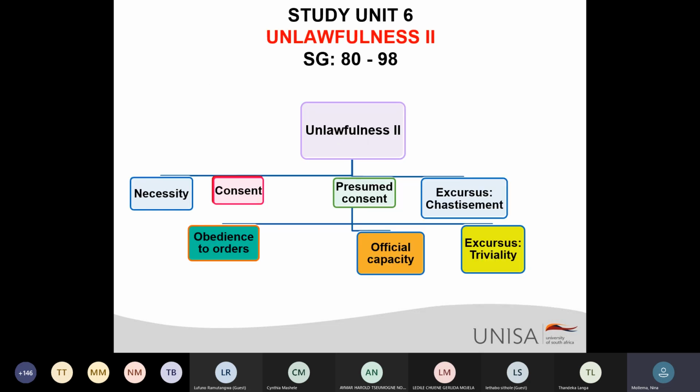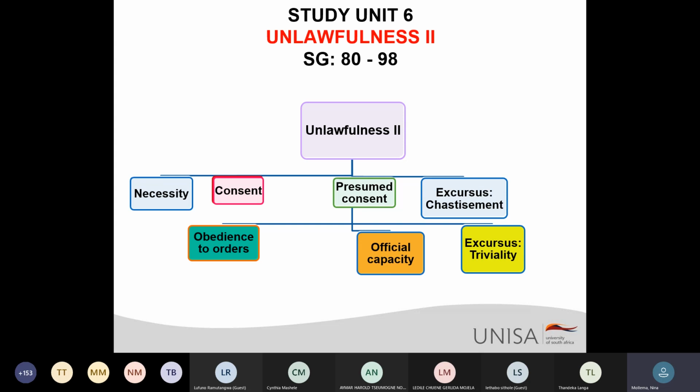So here we start with this study unit, which is the second part of unlawfulness. It's in your study guide from pages 80 to 98. And as you can see, those are the grounds of justification, which we will discuss. You will see chastisement is not a ground of justification anymore, and the same as triviality, but we will just have a look at them quickly. I just want to tell you that for this year, you can actually ignore chastisement completely.